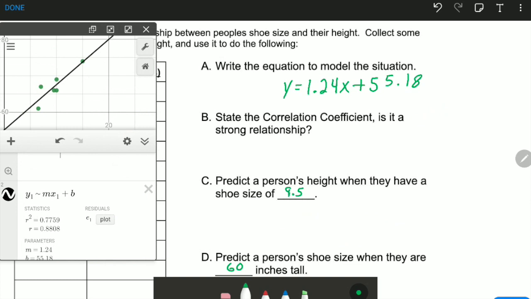The second part of the question is asking us for the correlation coefficient. This is R in Desmos and most other calculators. So the correlation coefficient is 0.8808. If you think of it as a percentage, essentially it's like 88%, which is a pretty good representation of the data. So yes, it is fairly strong.